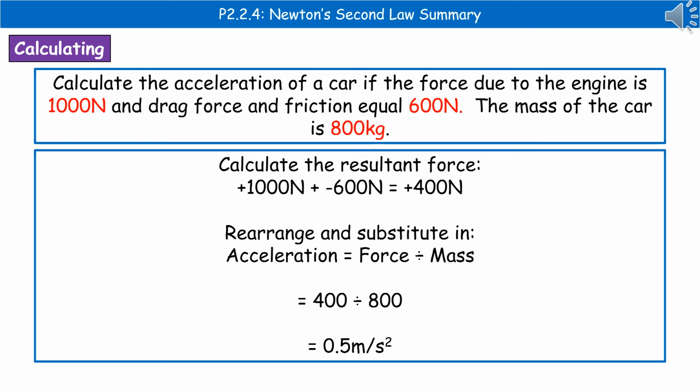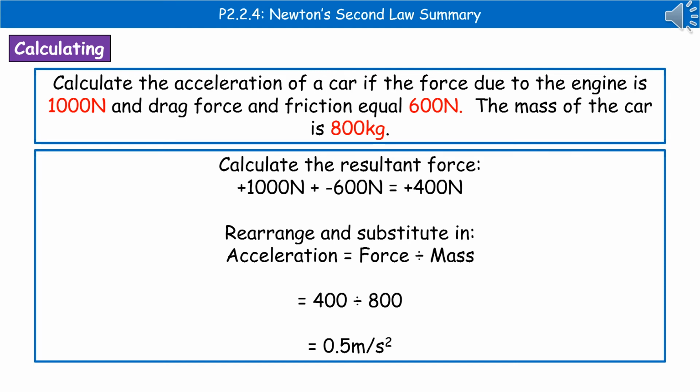Then we need to calculate the resultant force first of all, because in our question there we've got forces acting in opposite directions. So we've got 1,000 newtons in one direction, and in the opposite direction we've got 600 newtons. So when we work out our resultant force, we have a 400 newton resultant force.